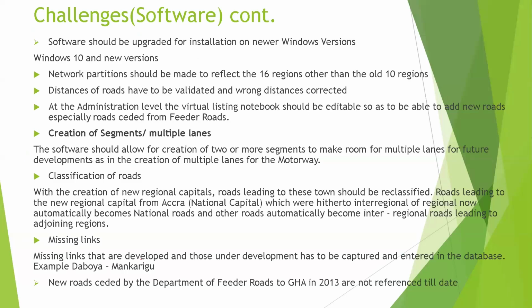Then there are challenges with partitioning of the network. Now the regions have increased from 10 to 16, so we need to repartition this network and fragment it into the system. Then there should also be an administrative control at the head office for the programs manager to be able to change the network. Now there are a lot of multiple lanes. You are developing the motorway into 6 lanes, and we should be able to integrate that. That is not what we have here. Then some missing links in our network that have been developed also have to be incorporated.